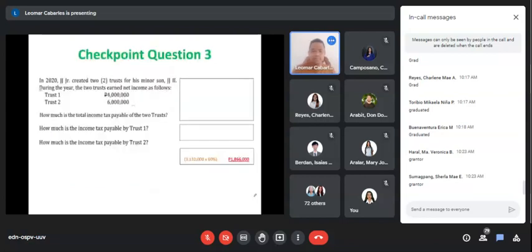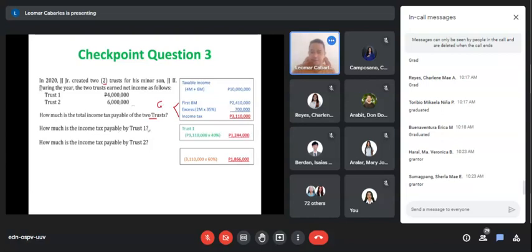Example, para malinaw. In 2020, JJ created 2 trusts for his minor son, JJ II. During the year, the 2 trusts earned 4 million for trust 1, 6 million for trust 2. How much yung income tax payable ng dalawang trust? So the 2 are consolidated. So since individual siya, paano pa kinumpute? Graduated. So how is it going to be apportioned?